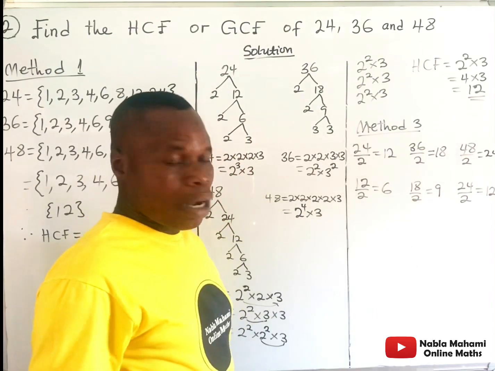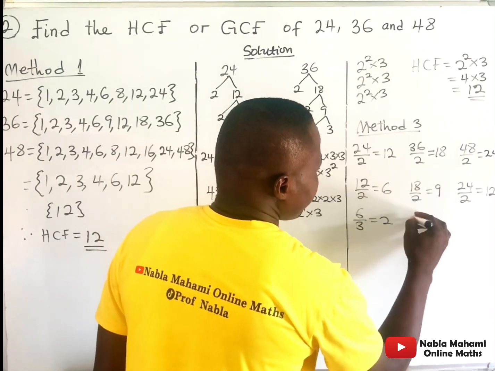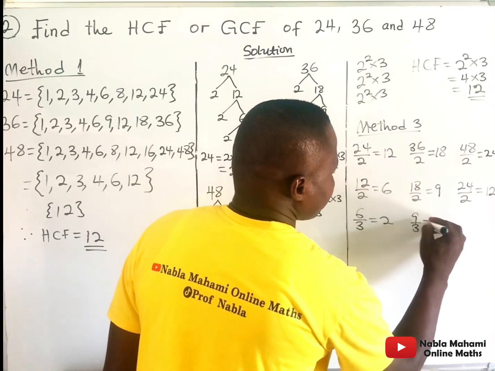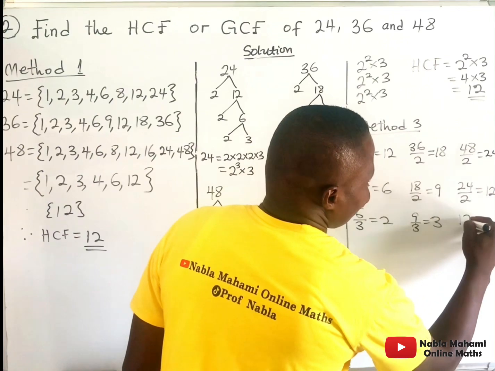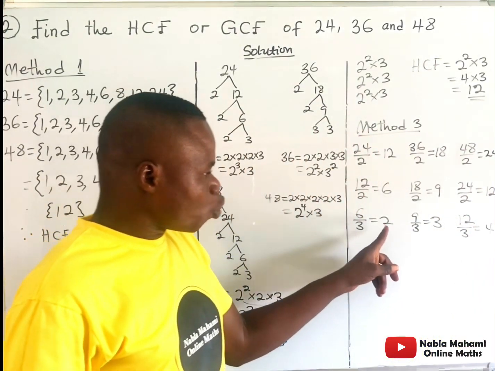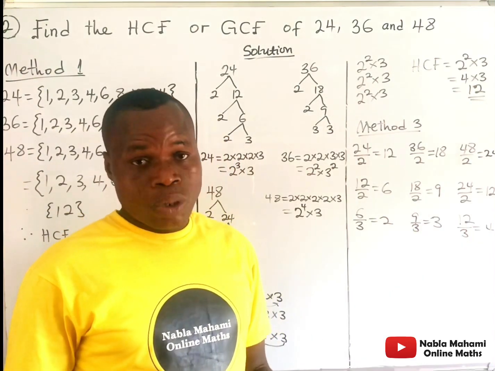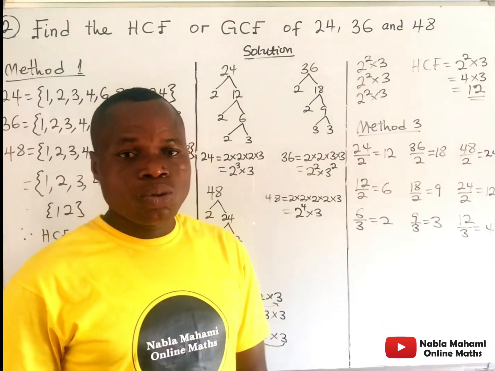And you can see that 3 can go. So I will take 6 over 3, which is 2. Here 9 over 3, which is 3. 12 over 3, which is 4. And the numbers that I have now are 2, 3, 4. And there is no number that can go into these numbers without a remainder. So that means that my division will stop here.